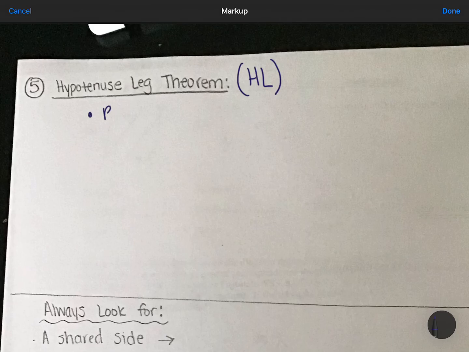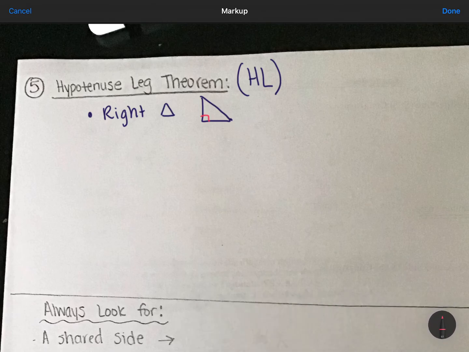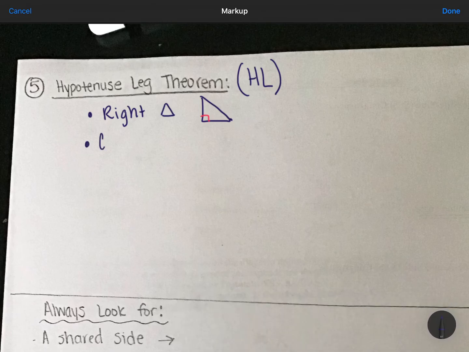Well, one of them is it needs to be a right triangle. You'll know it's a right triangle because it will be marked with the right angle box. I'm going to put that in red because that's super important. The second thing you need is you need to have congruent hypotenuse. Is that hypoteni? Congruent hypotenuse.